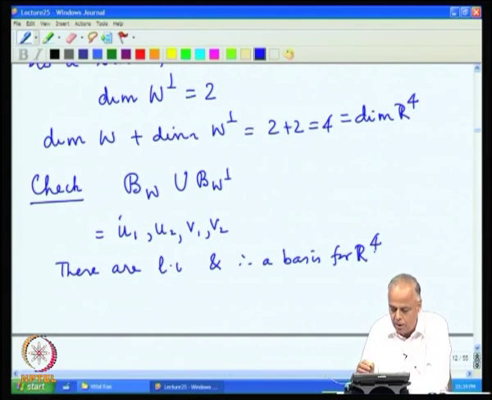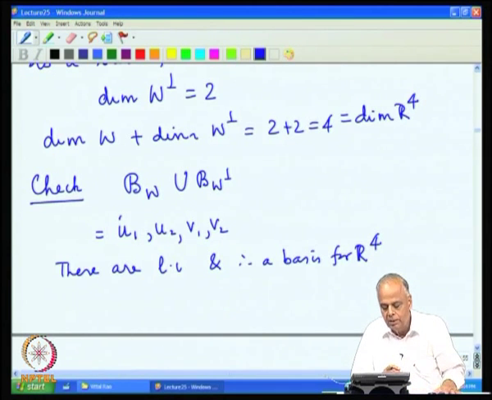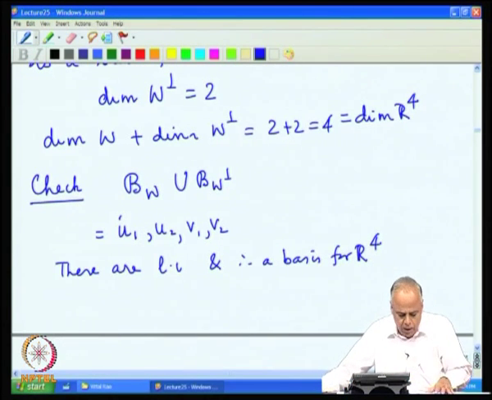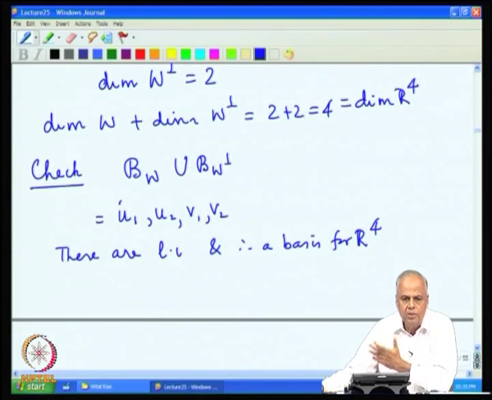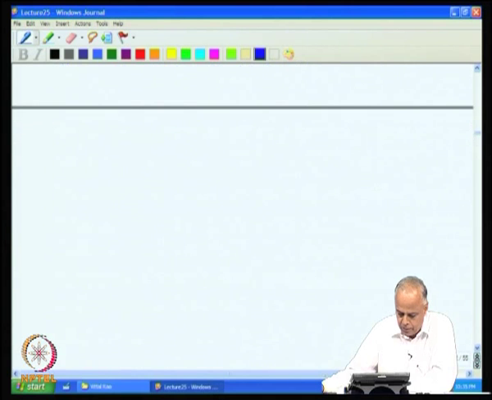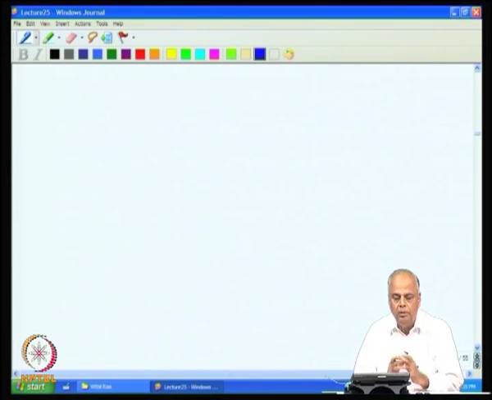So, a basis for W and a basis for W perp put together gave us a basis for R 4, and that in turn essentially gives us the fact that the dimension of W plus the dimension of W perp is indeed equal to the dimension of the whole space. Okay. Now, let us pursue this further and analyze these 2 orthogonal complements. All this analysis will be used eventually to study our questions about systems of equations, diagonalization, etcetera.